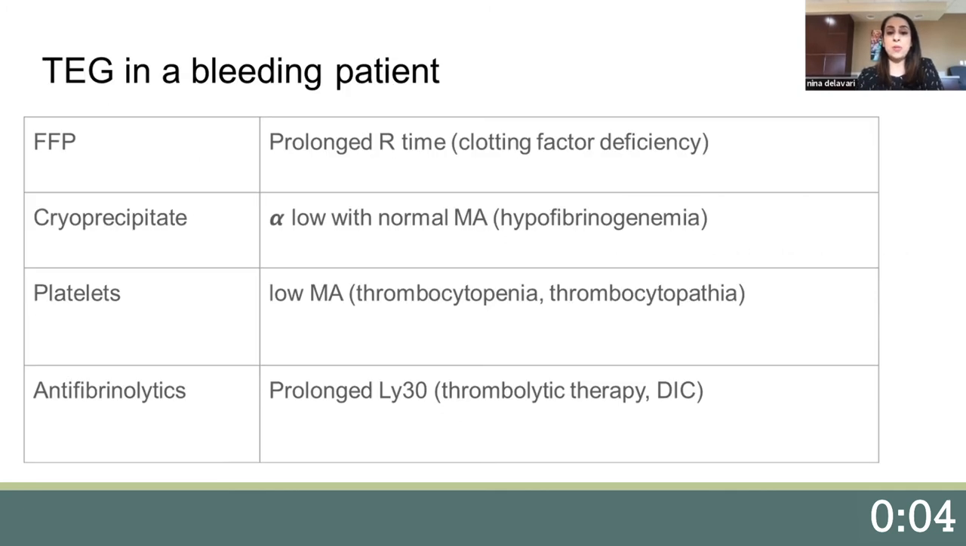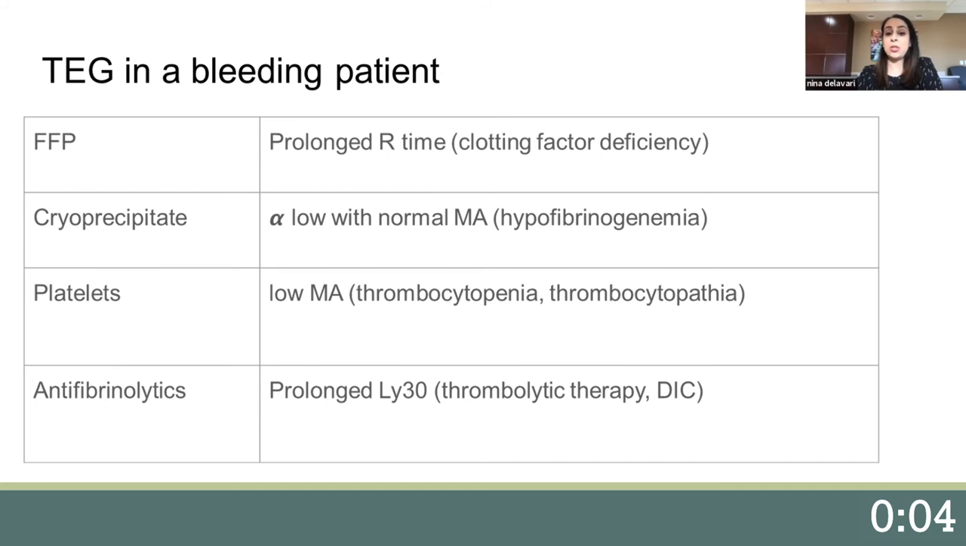With the information provided by TEG tracings, we can guide the blood products and medications to give to our bleeding patient. If the TEG demonstrates a prolonged R time, the patient is hypocoagulable and likely has a clotting factor deficiency. They require fresh frozen plasma. Prothrombin complex concentrate, or PCC, may be used instead of fresh frozen plasma in patients that cannot tolerate the volume of an FFP transfusion, for example, in patients with right heart failure.